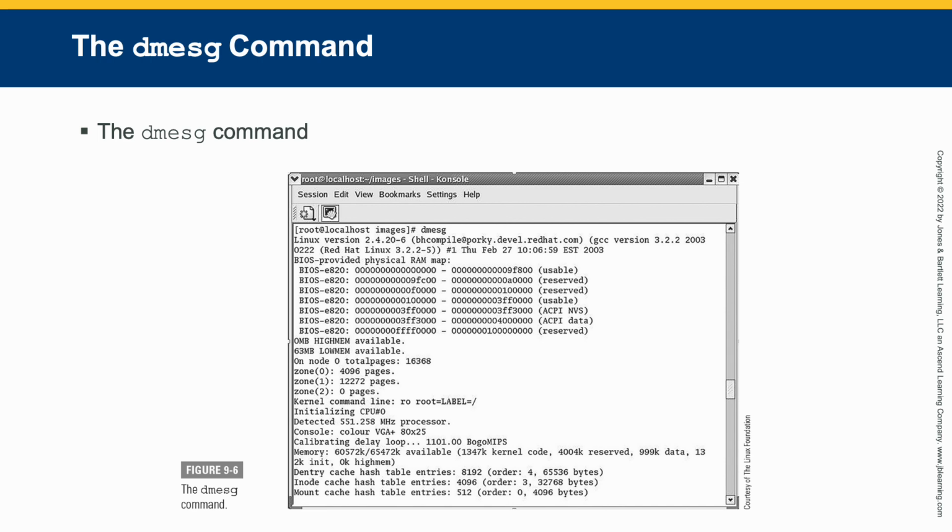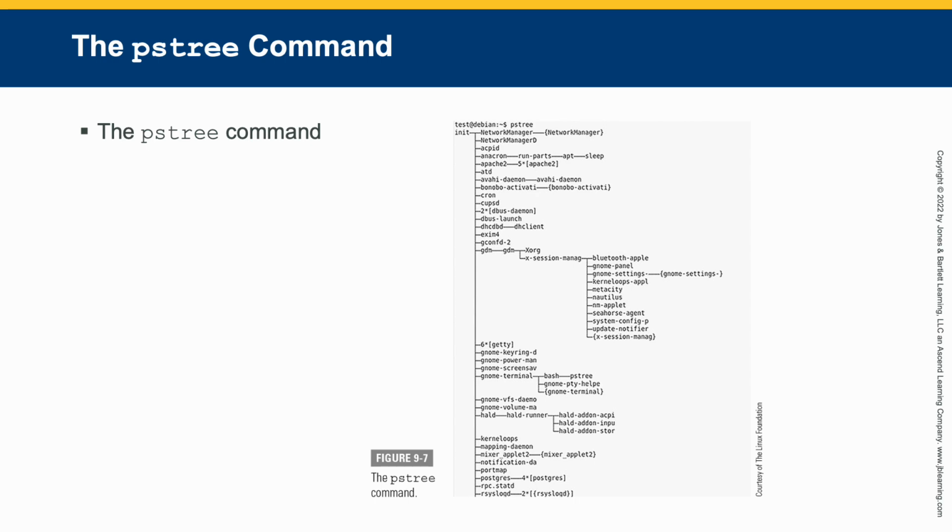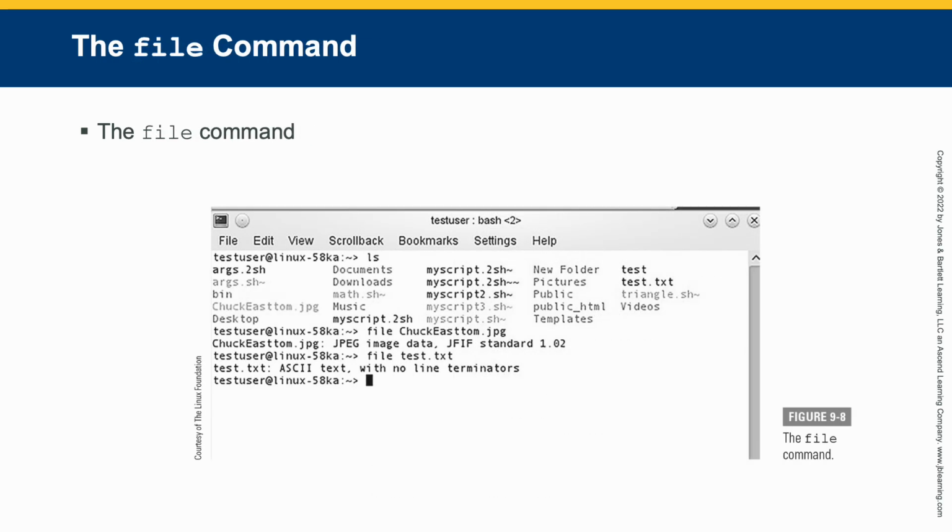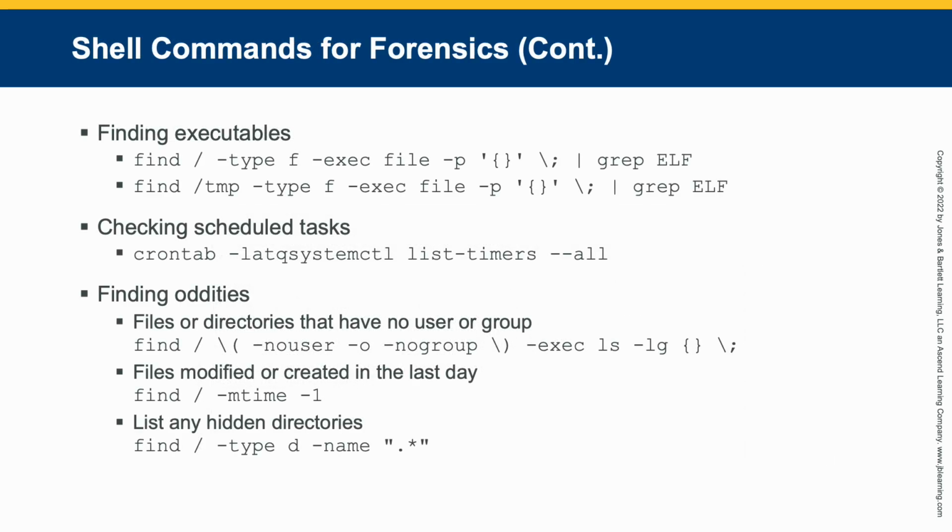The dmesg command looks like this. The ps command looks like this. The file command looks like this. Finding executables looks like this. Checking scheduled tasks. Finding oddities looks like this.